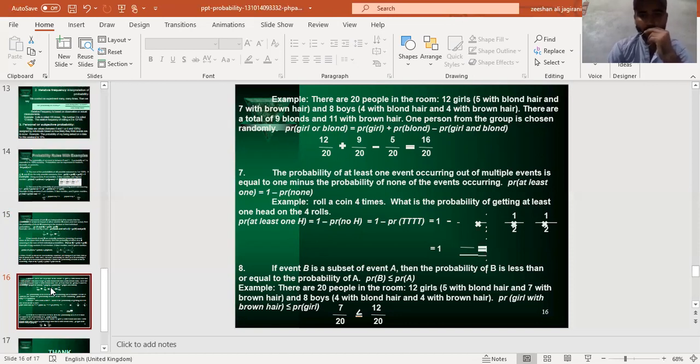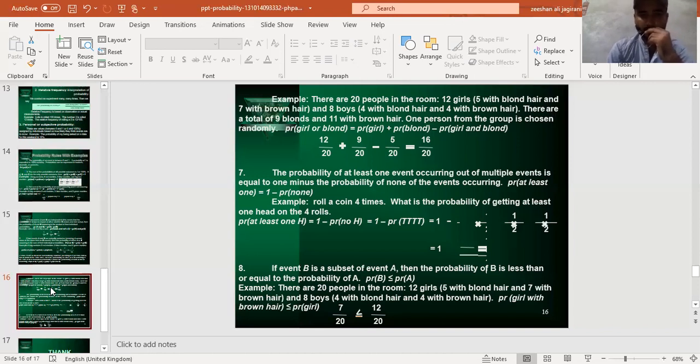Number seven, the probability of at least one event occurring out of multiple events is equal to 1 minus the probability of none of the events occurring. P(at least one) is equal to 1 minus P(none). Example: a coin is rolled 4 times. What is the probability of getting at least one head in these four tosses? P(at least one head in 4) is equal to 1 minus P(no heads), which is 1 minus P(TTTT).